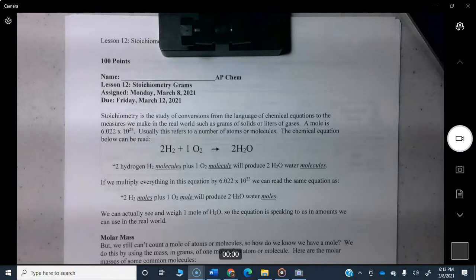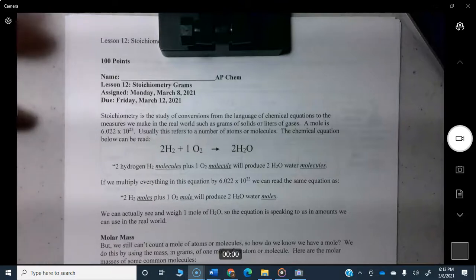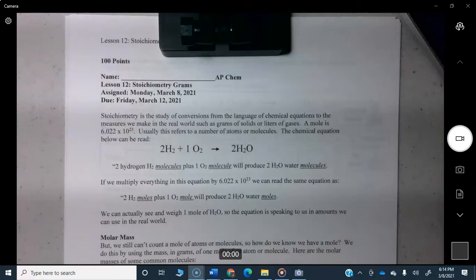But of course, we've said before that molecules and atoms are too small for us to see and to work with. So if we multiply everything in this equation by 6.022 times 10 to the 23rd, then we can read the same equation as 2 moles of H2 plus 1 mole of O2 will produce 2 moles of water. It just scales everything up to an amount that we're able to see with our eyes and to measure on a scale. So we can actually see and weigh 1 mole of H2O. The equation is speaking to us in amounts that we can measure in the real world.